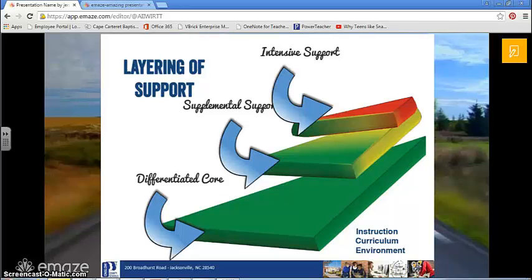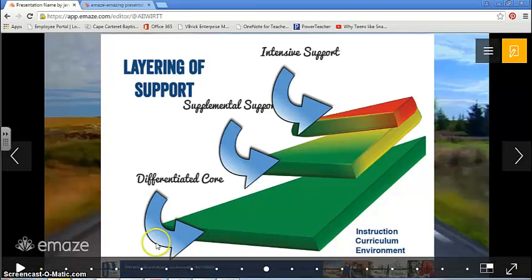So with academics and behavior, we teach those through our core instruction. Here is the layers of support and how that is divided. We have the differentiated core, where all students are receiving core instruction, and then there's this added layer of supplemental support on top of the core, where we do not remove, but we add. And then with the intensive support, there is another layer. While receiving the core and the supplemental support, we add that intensive support on top of the layers.